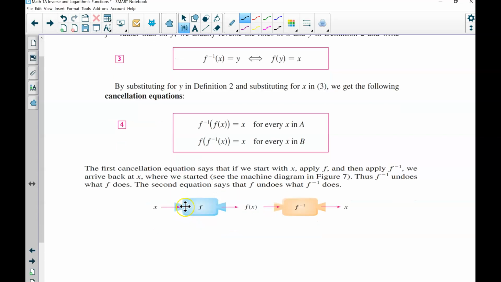Now, the first cancellation equation says that if we start with x, apply f, and then apply f inverse by using the composition, we arrive back at x, where we started. So see the machine diagram in this figure 7. Thus, f inverse undoes what f does. So the second equation says that f undoes what f inverse does.